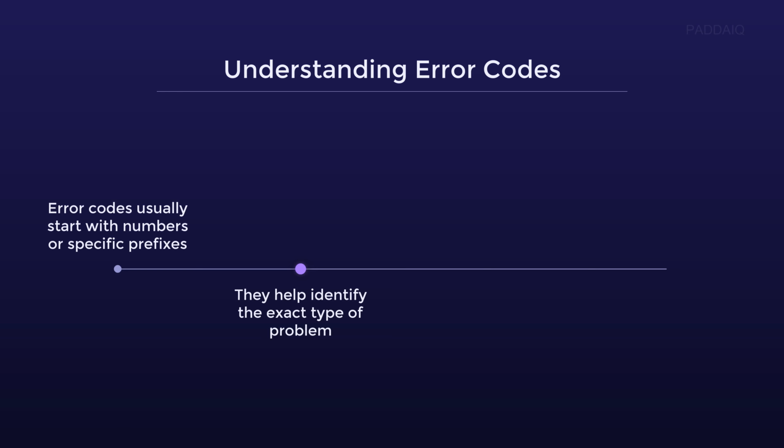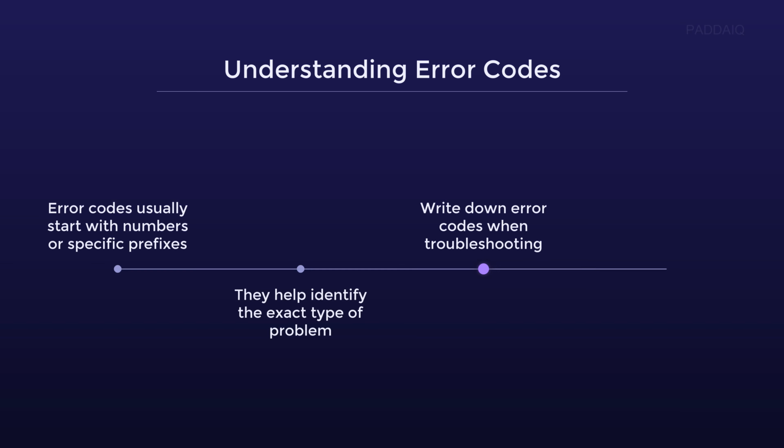They help identify the exact type of problem. This means error codes pinpoint precisely what went wrong, much like a doctor diagnosing an illness. For example, a 404 code in a web app specifically means a requested page wasn't found, not just a general error. Using these codes, you can quickly find and fix the root cause.